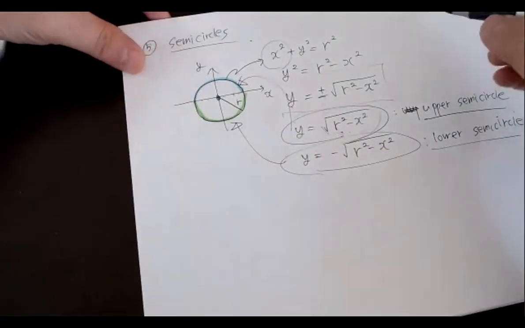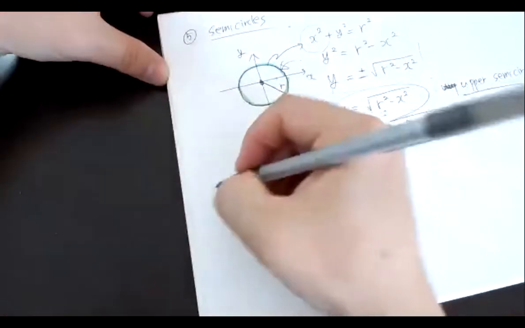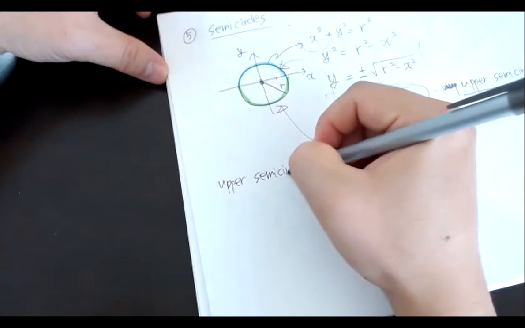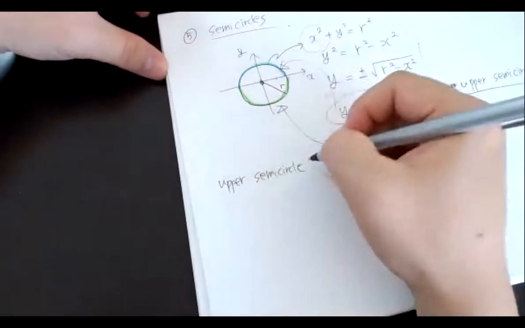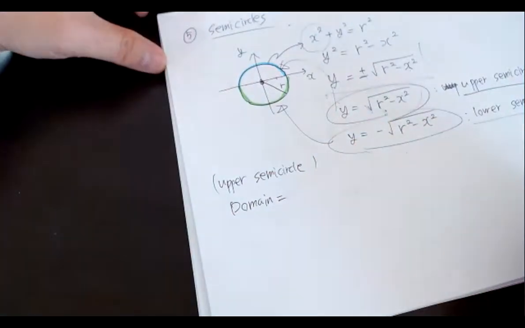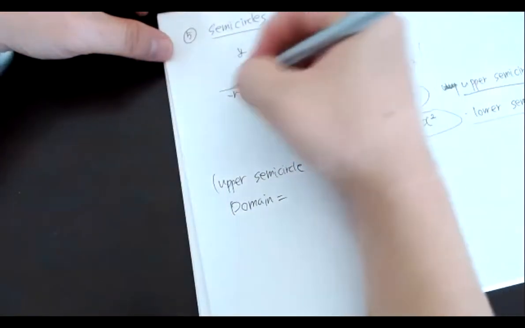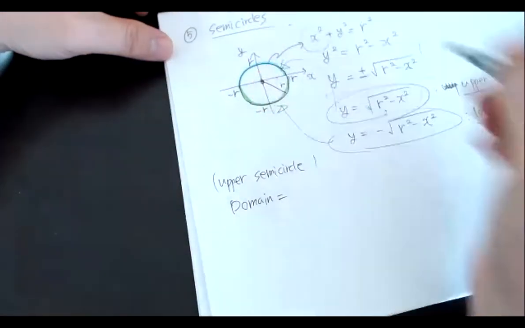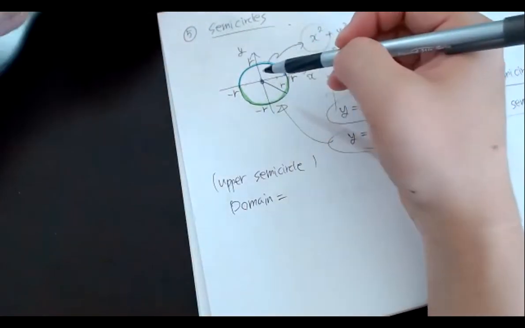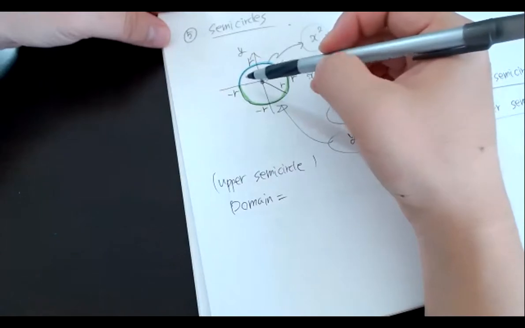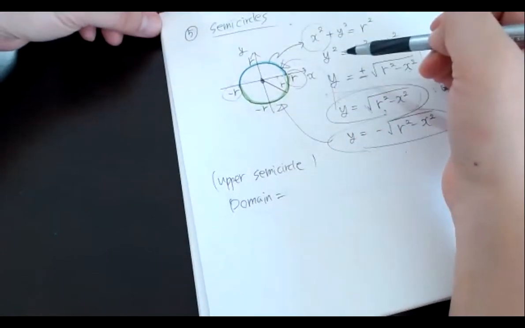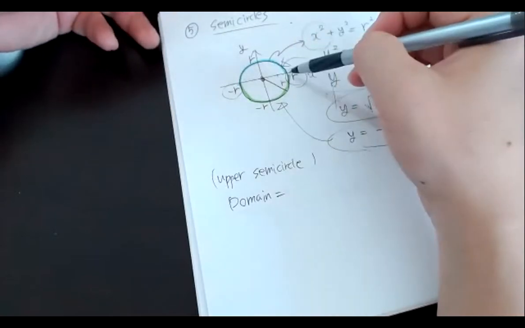The upper semicircle. The domain is what? Domain is gonna be negative r to r. This is r, negative r, isn't it? So the possible x value is restricted by negative r and r, right? Because the x value cannot exceed negative r to r.